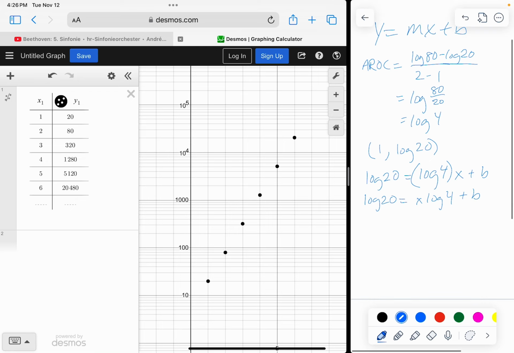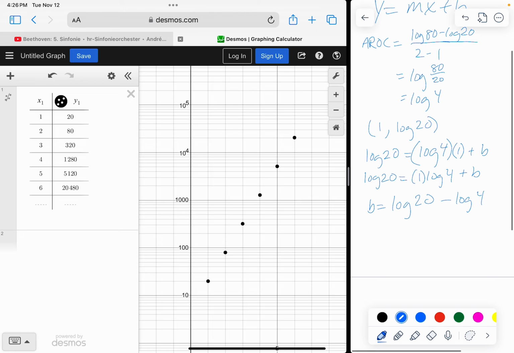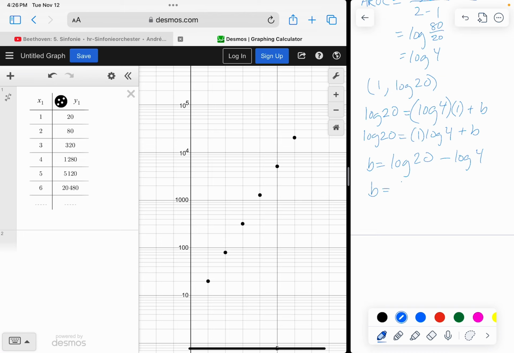So now, oh, what did I forget? I forgot to plug in the x value. I always forget that. Okay, so the x value was 1. And so what I'm doing to solve for b, b would be equal to log of 20 minus log of 4. So how do I squish subtraction? I squish it with division. And so my b value is equal to log of, well, 20 over 4. Hopefully you know that that's 5.